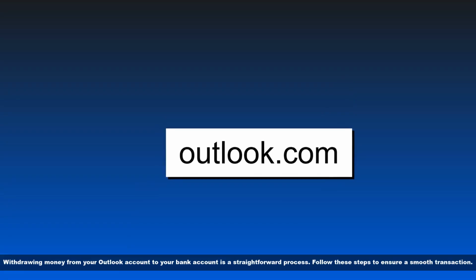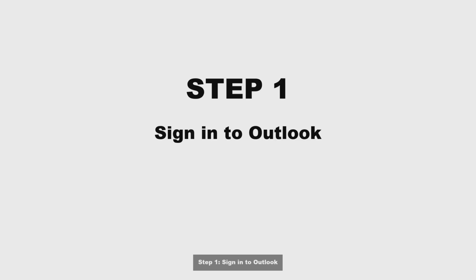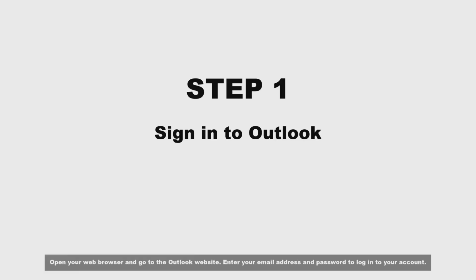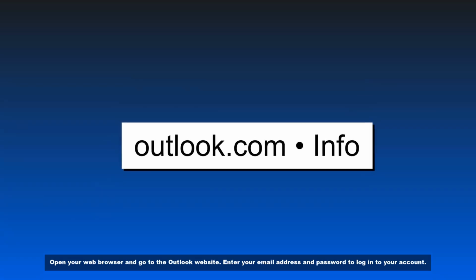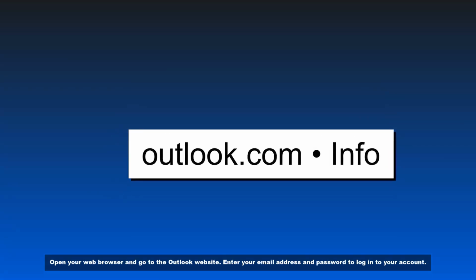Withdrawing money from your Outlook account to your bank account is a straightforward process. Follow these steps to ensure a smooth transaction. Step 1. Sign into Outlook. Open your web browser and go to the Outlook website. Enter your email address and password to log into your account.